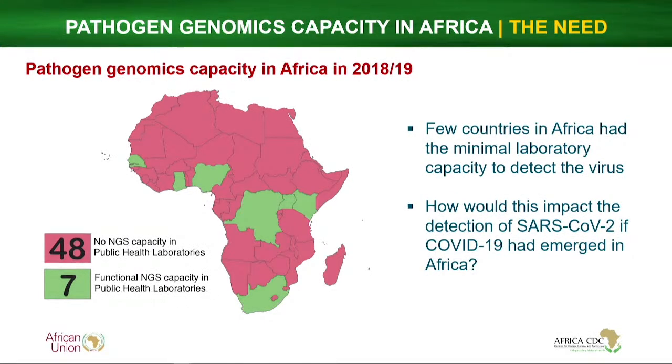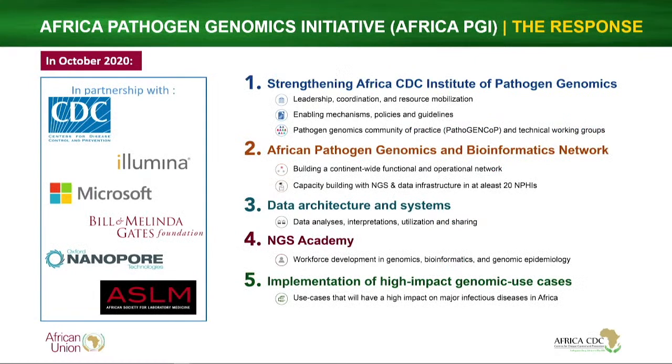So Africa CDC responded to this finding, because as you can see, 48 countries in the continent had no genomics capacity in their public health institutions. So what this means is public health institutions in Africa were not utilizing this technology, although this technology was very commonly utilized in the West or in the Northern Hemisphere.